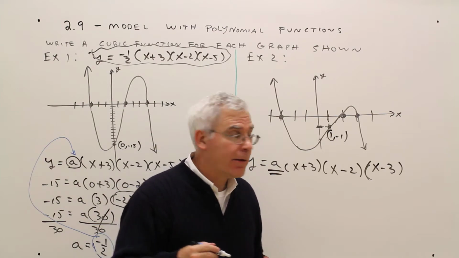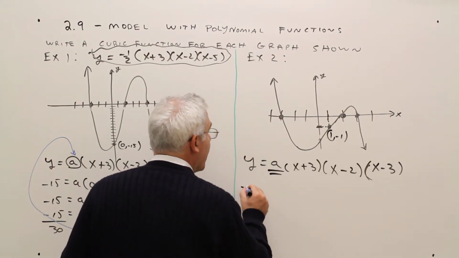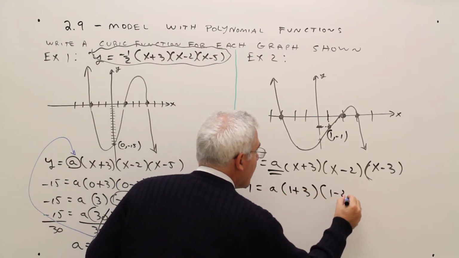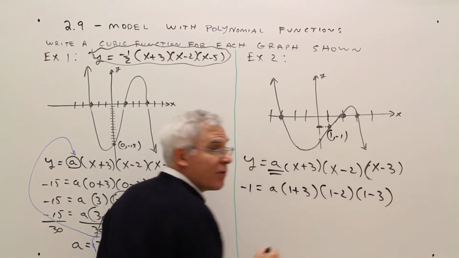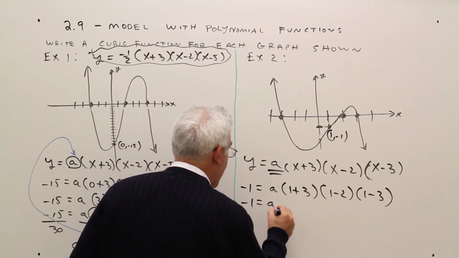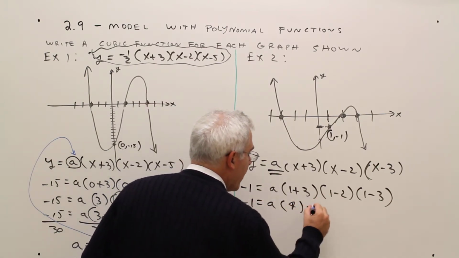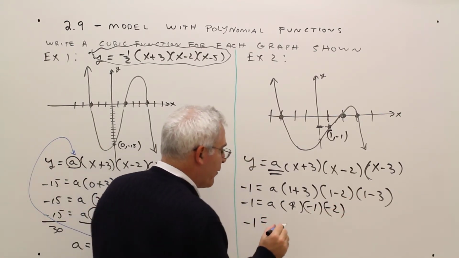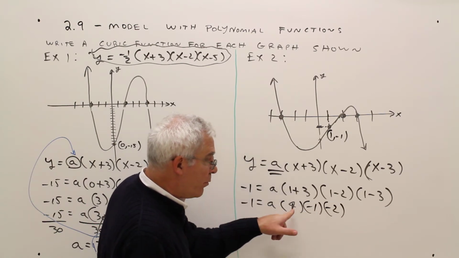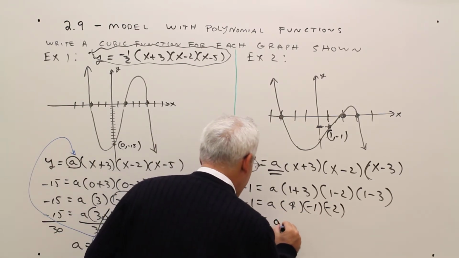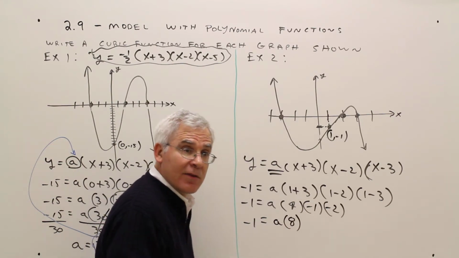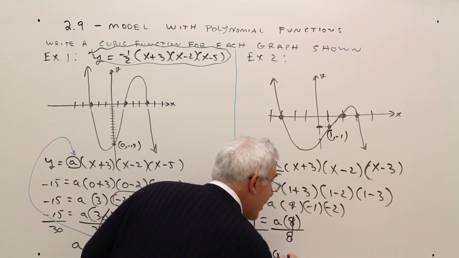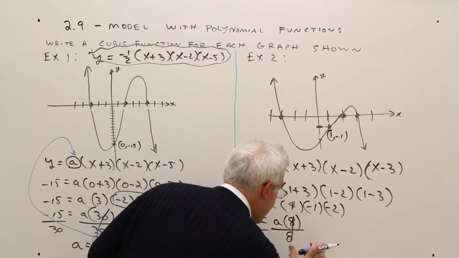to solve for a. All right, so -1 equals a times (1 plus 3) times (1 minus 2) times (1 minus 3). -1 equals a times 4, -1, -2. -1 equals, that's a +2 by 4, that's an 8, equals a times 8. Divide each side by 8. And I get a to equal -1/8.